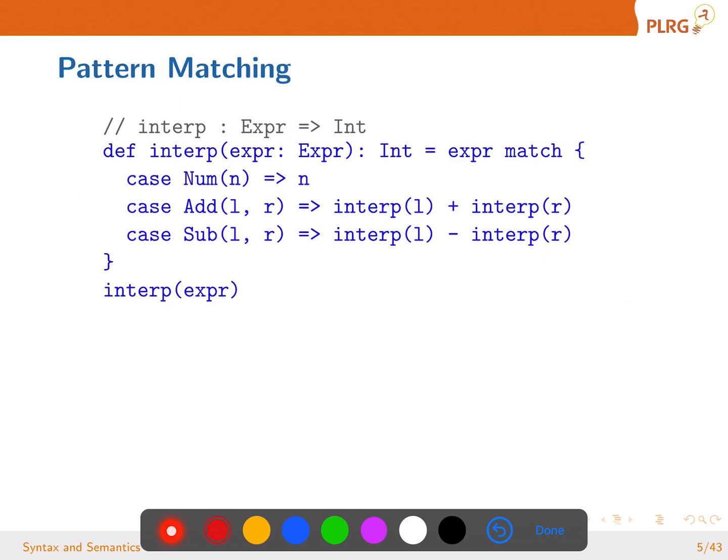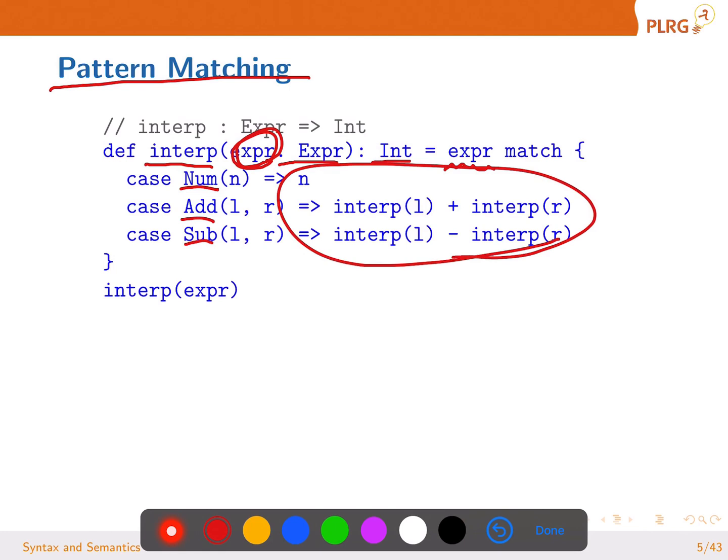Pattern matching, that's another new thing that we learned last Wednesday. Let's look at this function named interp, which takes again one parameter of type expert. It produces a value of type int. What does it do? It gets the value of this parameter and then checks whether this expert's value is num or add or sub. Depending on that, it performs appropriate actions.